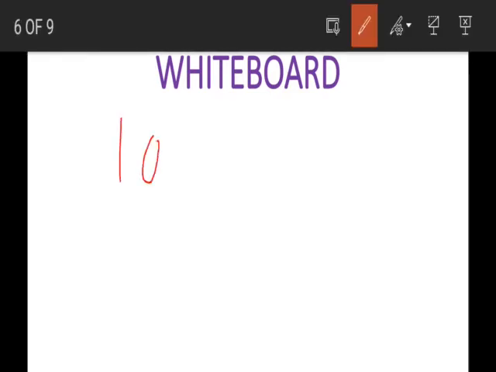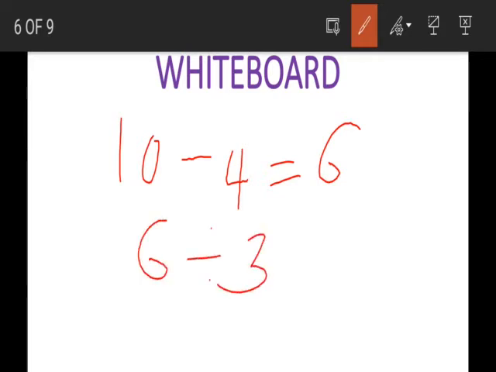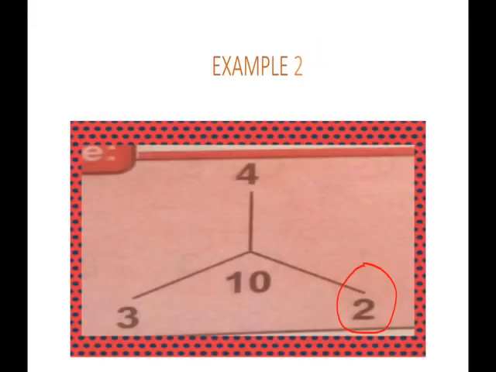10, the 10 at the middle, minus what? That number at the top, 4. Which is what? 6. Don't forget, you are looking for the 2 place. What next then? 6. Divide by 3. We give you 2. So that was how 2 was gotten.